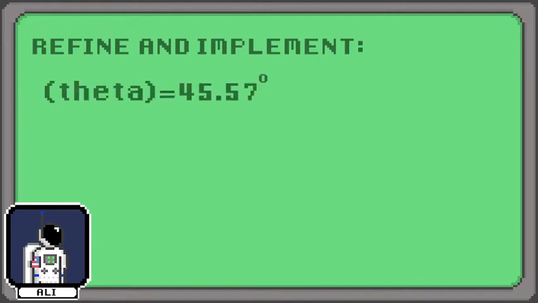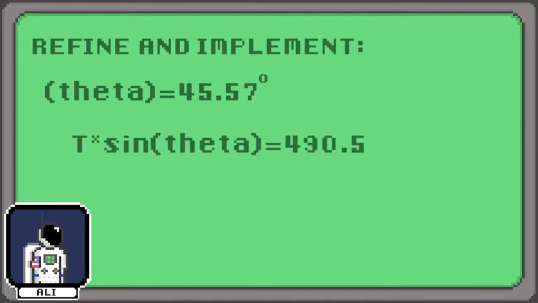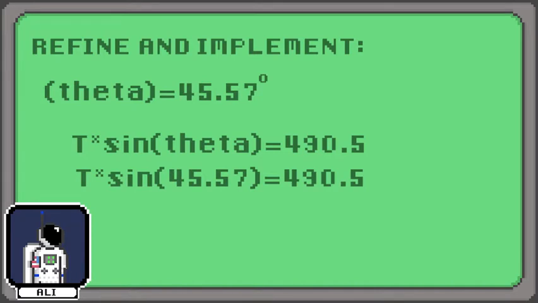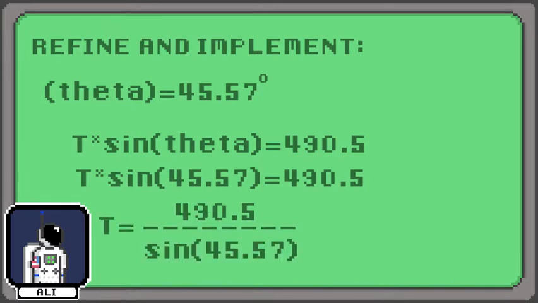Now that we know what theta is equal to, we can plug it back in with T sine theta equals 490.5. Using this, we divide by sine of 45.57 and we get T is equal to 686.87 newtons. So the final answer for tension is 686.87 newtons of force.